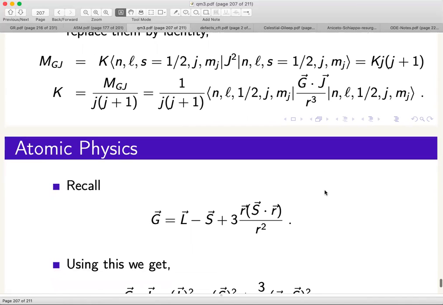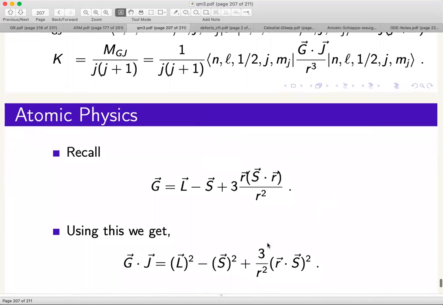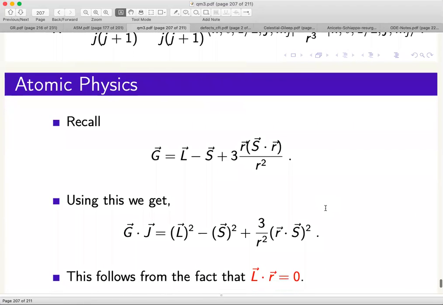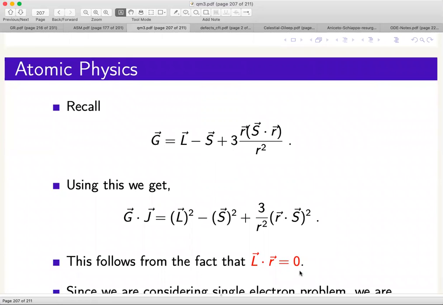That expression is kind of easy, because if you take that product, then G dot J would give you L minus S dotted with L plus S. That gives you L squared minus S squared. And then there's L plus S dotted with this object. If you take that dot product, you get 3 upon R squared times S dotted with R, whole squared. Is that fine? You don't get an L dependent piece simply because L dotted with R is equal to 0. So G dot J can be written as L squared minus S squared plus 3 upon R squared times R dot S, whole squared, and there is no L dot R piece because that is just 0.